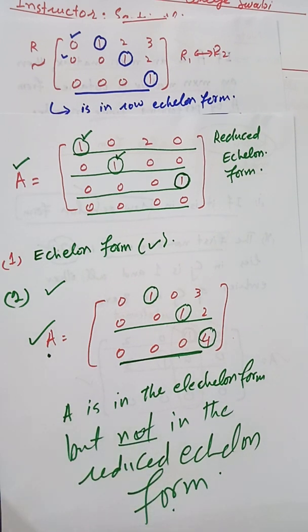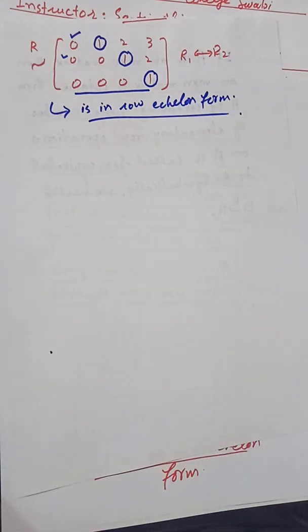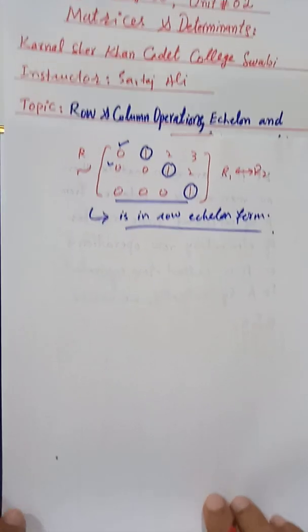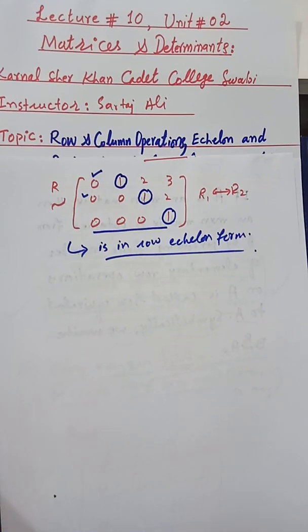Okay, so we can do row operations or column operations to convert the matrix into reduced echelon form, and those 6 row and column operations will be used to convert a matrix into reduced row echelon form. Okay, what is the rank of a matrix? This is the last topic of this video lecture. Rank of a matrix: the number of the non-zero rows in the echelon form of a matrix.